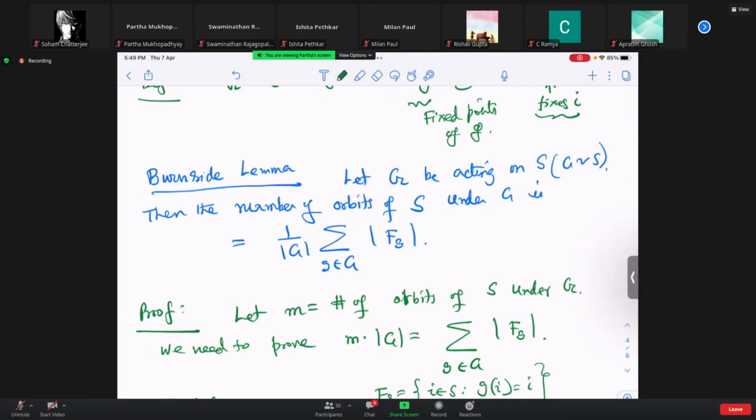Sir, could you repeat the name of the other theorem you mentioned? Pólya's counting theorem. Okay, sir. Thank you, sir. That's more advanced, but it can be taught, but then it will take more time.